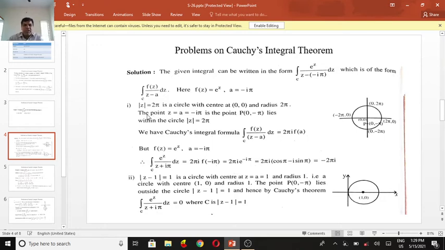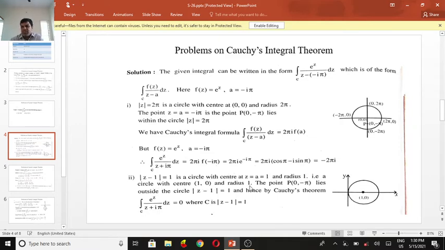If we come to the second problem, in the same way, |z - 1| = 1 means a circle with center z = a = 1 and radius 1. This is the representation of a circle with center (1, 0) on the x-axis, where the first coordinate denotes the length along the x-axis and the second along the y-axis.